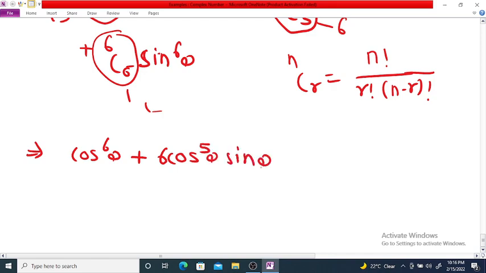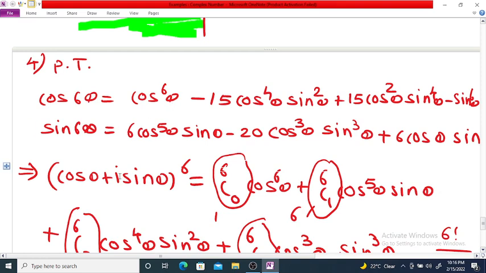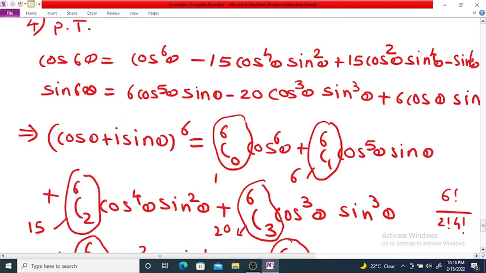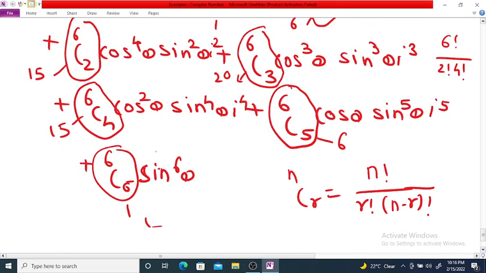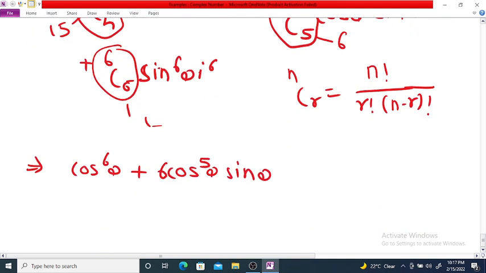sin theta. Here is the one thing to note: the powers of i increase with each term. Here it is i, then i square, then i cube, because a is cos theta and b is i times sin theta. Here i raised to 4, i raised to 5, and this is i raised to 6. So the term is 6i times cos raised to 5 theta sin theta.